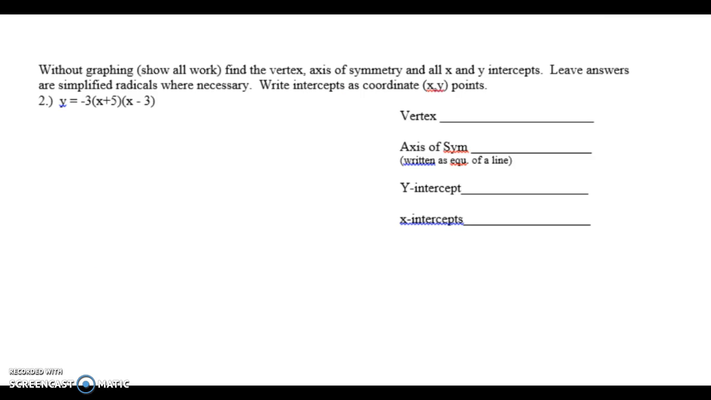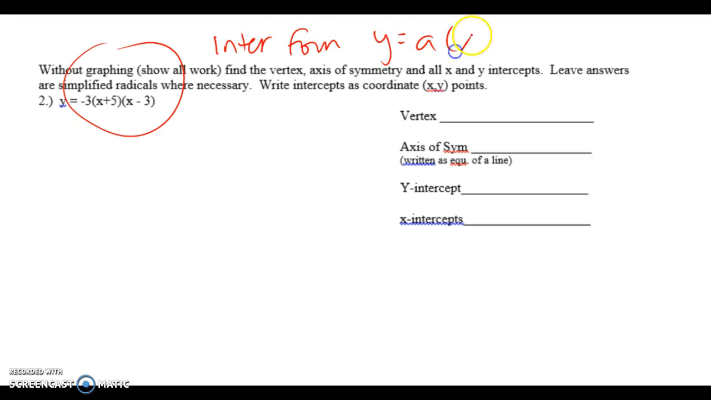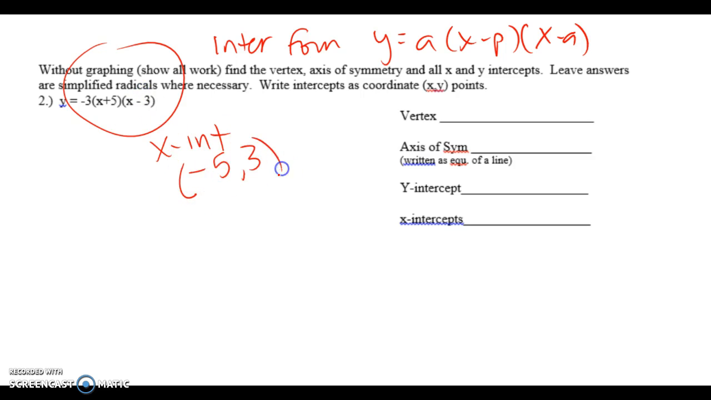Let's move on. Now it says, without graphing, find the vertex, the axis of symmetry, and the x and y intercepts. Well, first of all, this form of the quadratic is the intercept form, right? Where y equals a(x minus p)(x minus q), which means my x-intercepts are negative 5 and 3. I want these written as coordinate points. X-intercept is where y is 0, right?